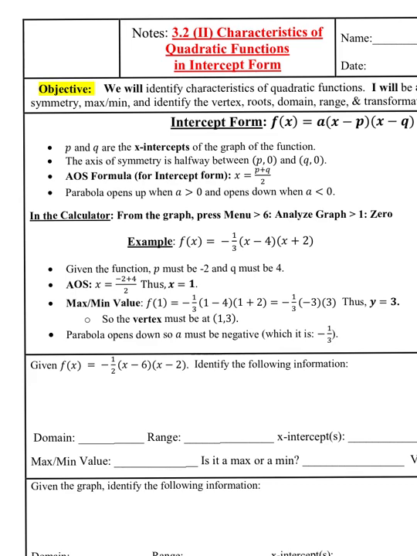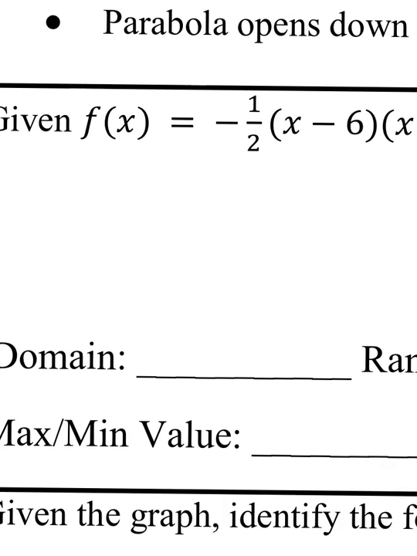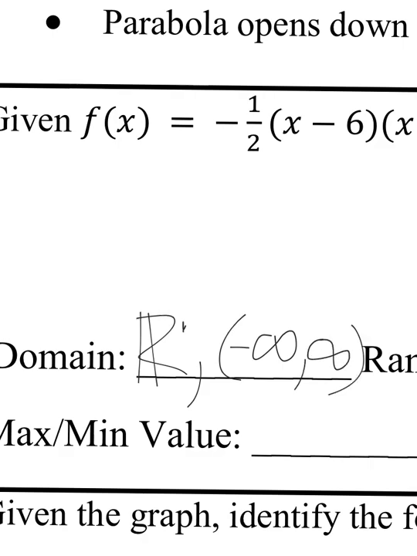Now that all that's out of the way, let's just do some examples. I'm giving you this function, identify the following information. I know that any quadratic equation, no matter what form it's in, is all real numbers for the domain. So you can write it with the all real numbers symbol, or you can put negative infinity to positive infinity. Just make sure both are in parentheses.